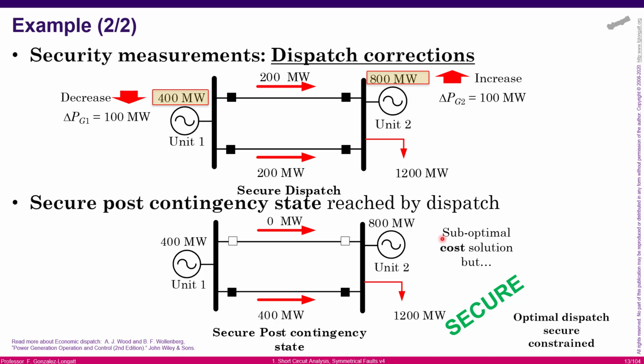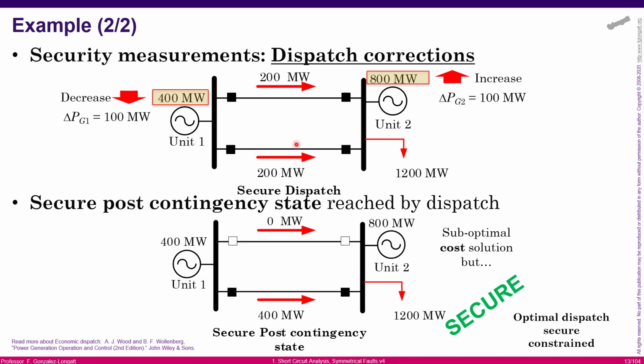Well, the solution is we need to think about security. And in the dispatch center, sometimes there are control rooms that have a security dispatch, and that is considering the N-1 contingency, okay? Again, we have the same demand, 1,200 megawatts, but now what I will do is increase the local generation to 800 megawatts, okay? What does it mean? That the total importation of power coming from the other area should be 400 megawatts, okay?